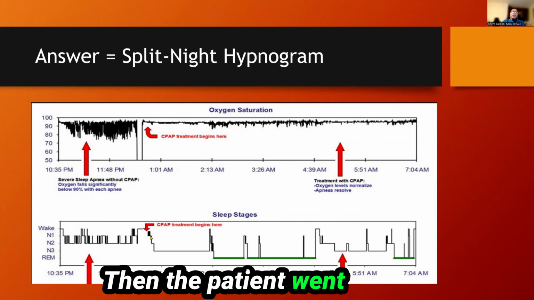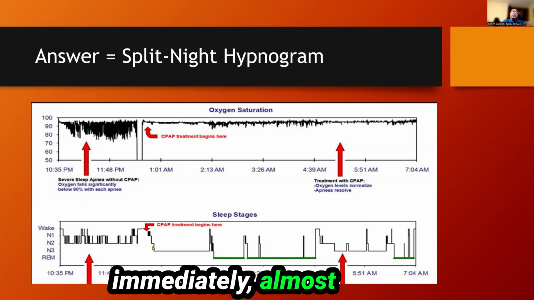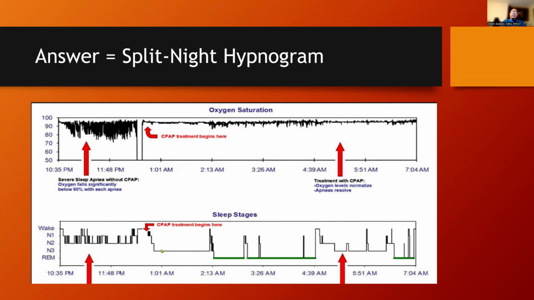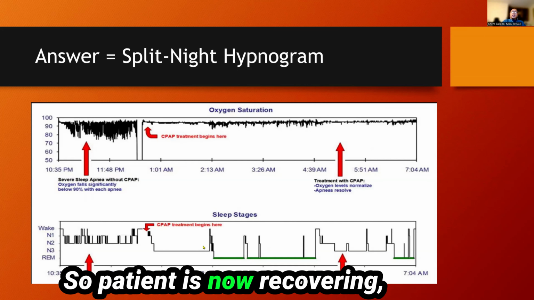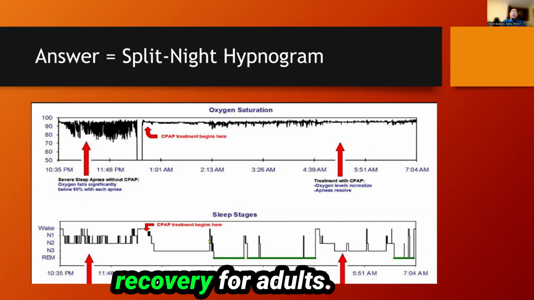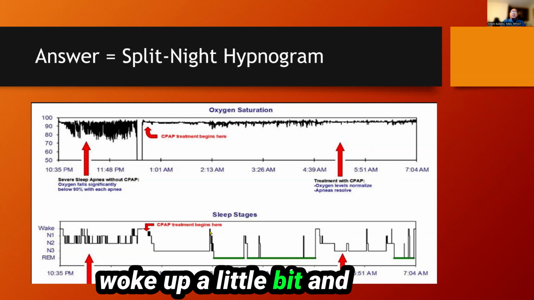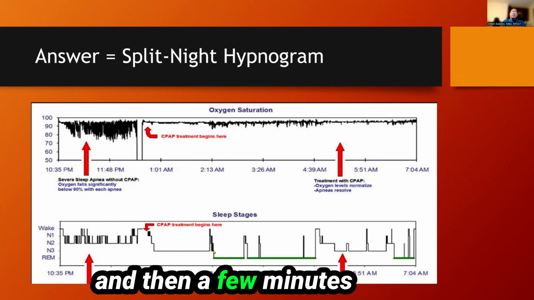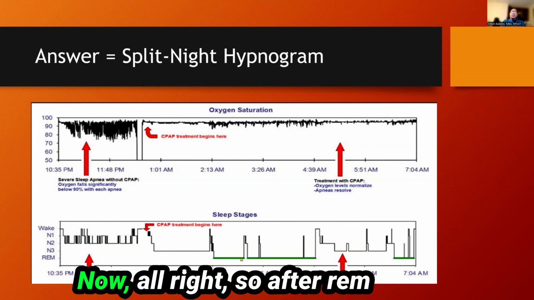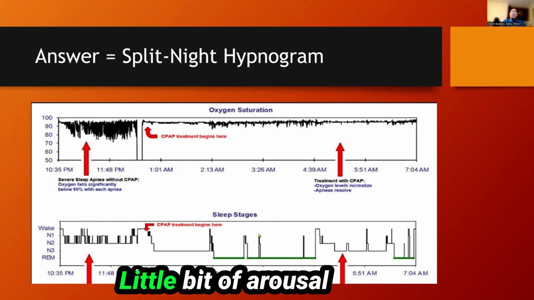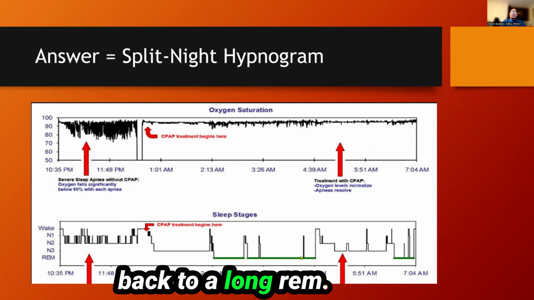Then the patient went immediately, almost just a few minutes later, into deep sleep. You see that? So the patient is now recovering. Deep sleep is for recovery for adults, if this was an adult patient. Woke up a little bit and then went back to sleep. And then a few minutes later went into REM. All right. So after REM, a little bit of arousal, back to REM again. A little bit of arousal, back to a long REM.